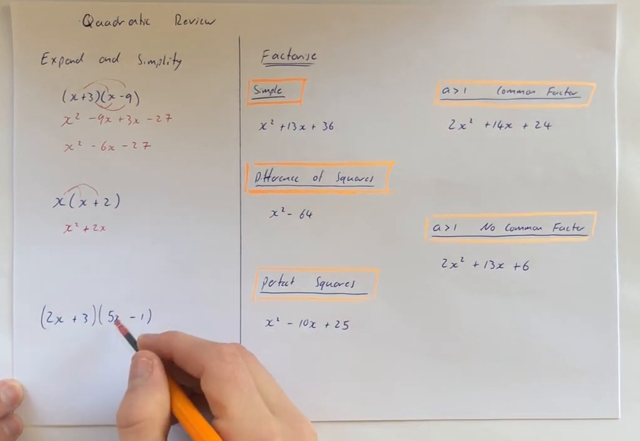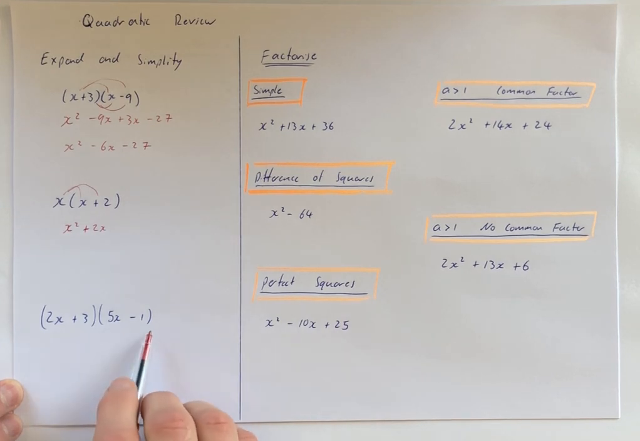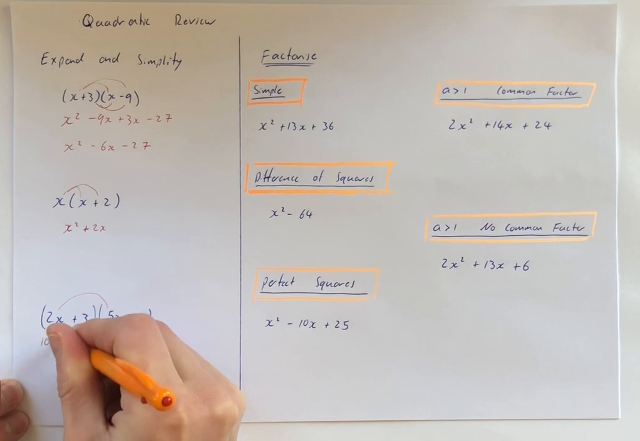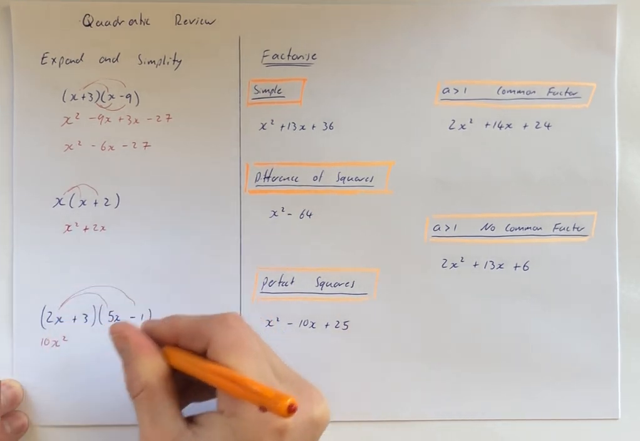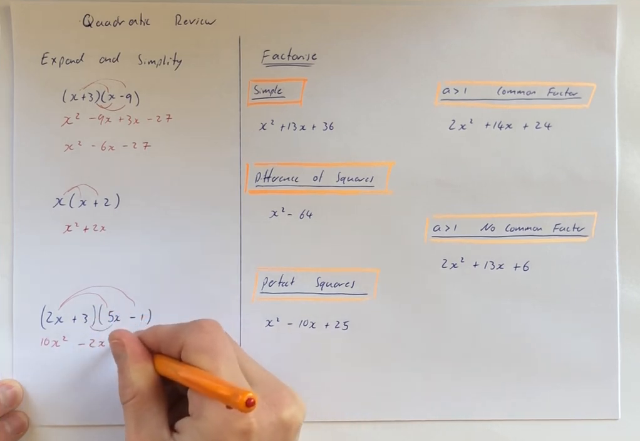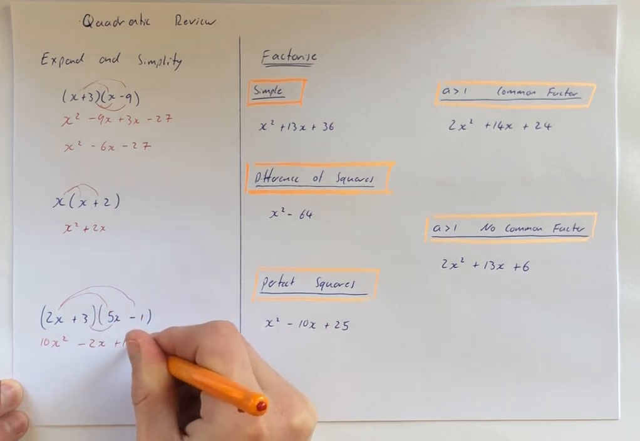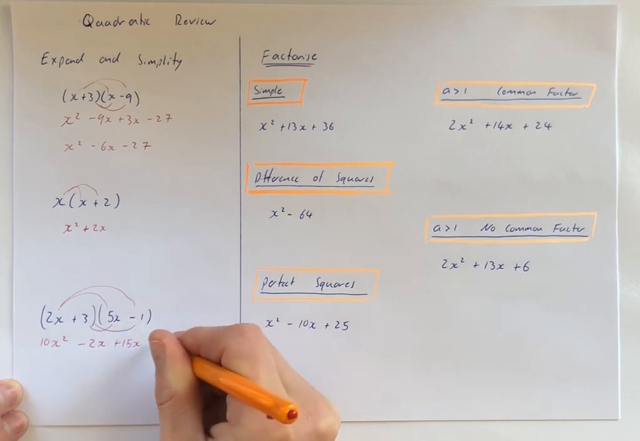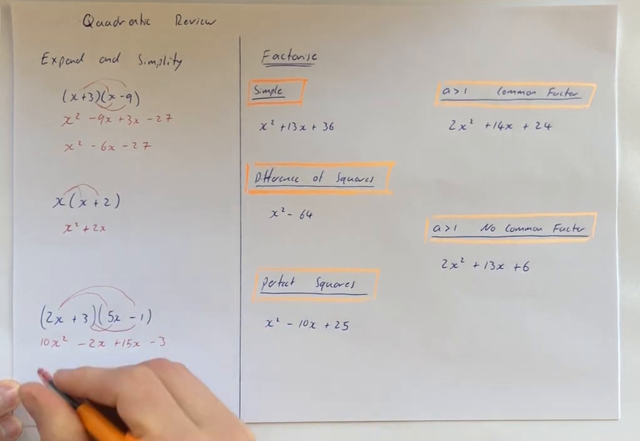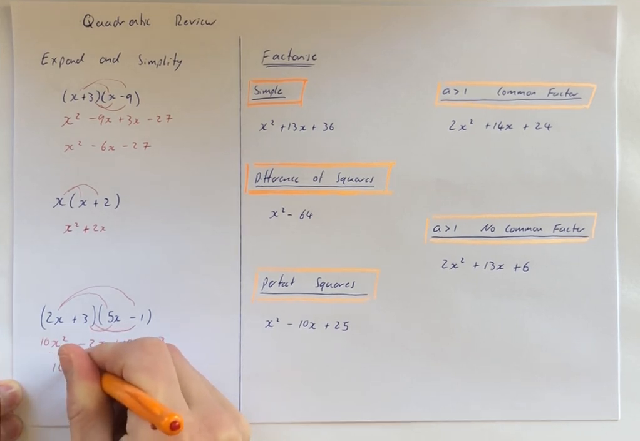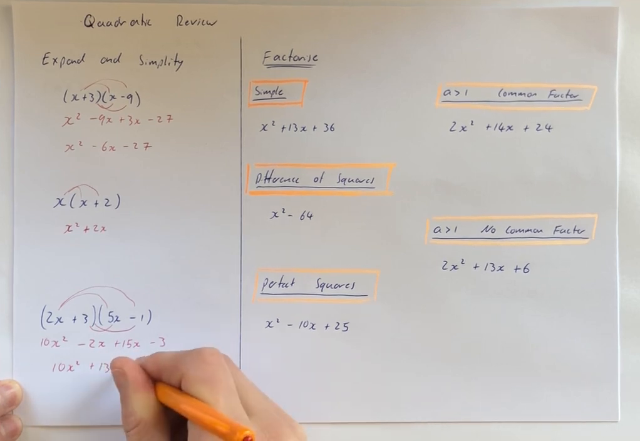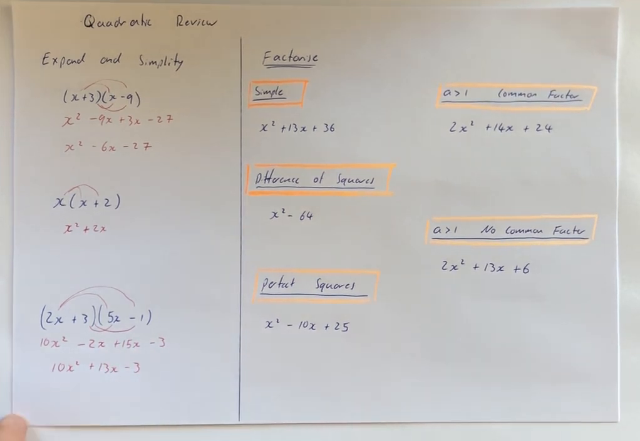I've got 2x plus 3 multiplied by 5x minus 1. So 2x times 5x, 10x squared. 2x times negative 1, negative 2x. 3 times 5x, sorry, is 15x, and 3 times negative 1 is negative 3. So when we collect these like terms, 10x squared plus 13x minus 3.